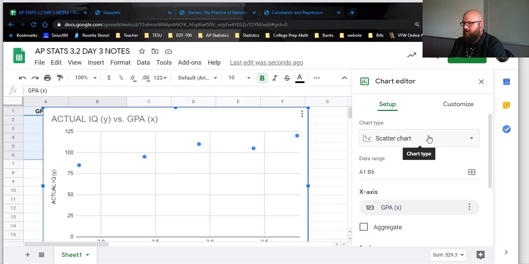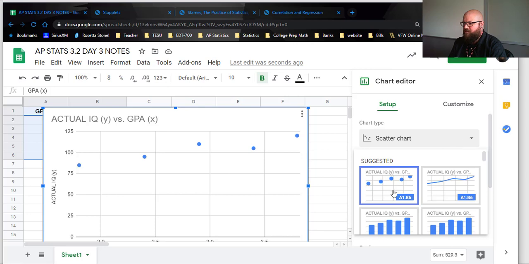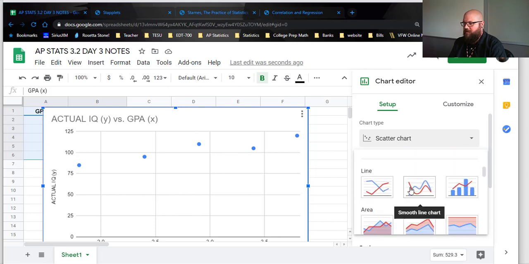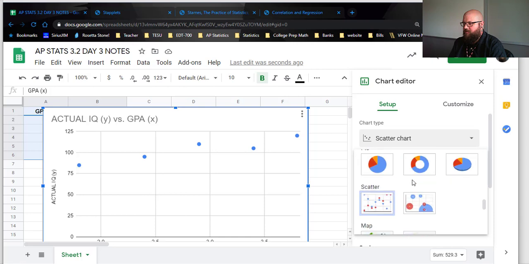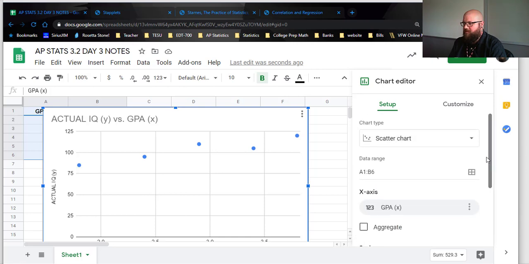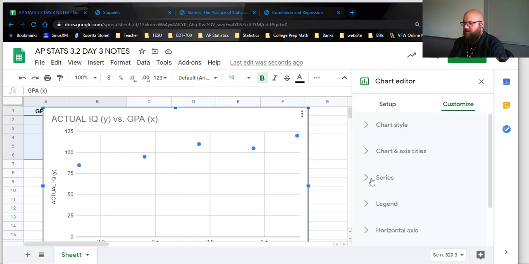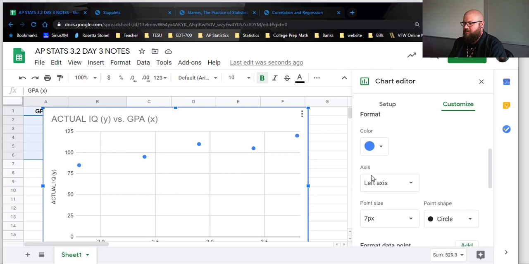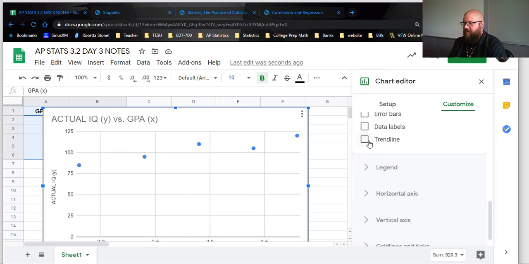So you should be able to click on the setup under the chart type up here and select what you want. It suggested a scatter plot, which is what we need. But if you need to, you can always scroll down, and it's down here as well to select if you needed to. But we're going to do scatter plot. Then I want to click on Customize and click on Series. Let's add a trend line.